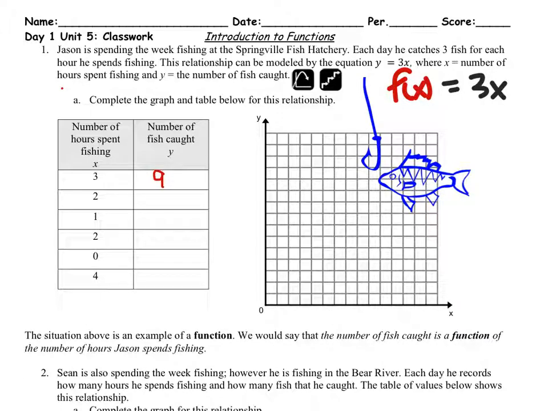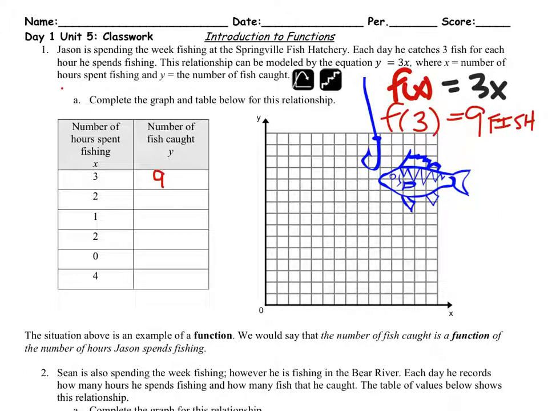Let me show you this, okay? So f of x, we want to know that first one. How many hours did he spend fishing? The first one there? 3 hours. So the function of 3 hours would equal, well, we did 3 times 3 already, 9 fish.